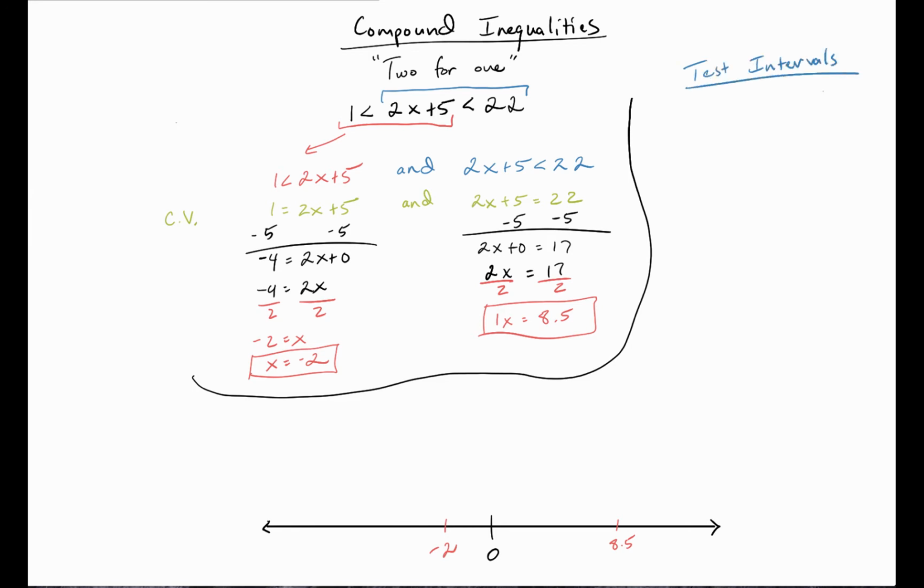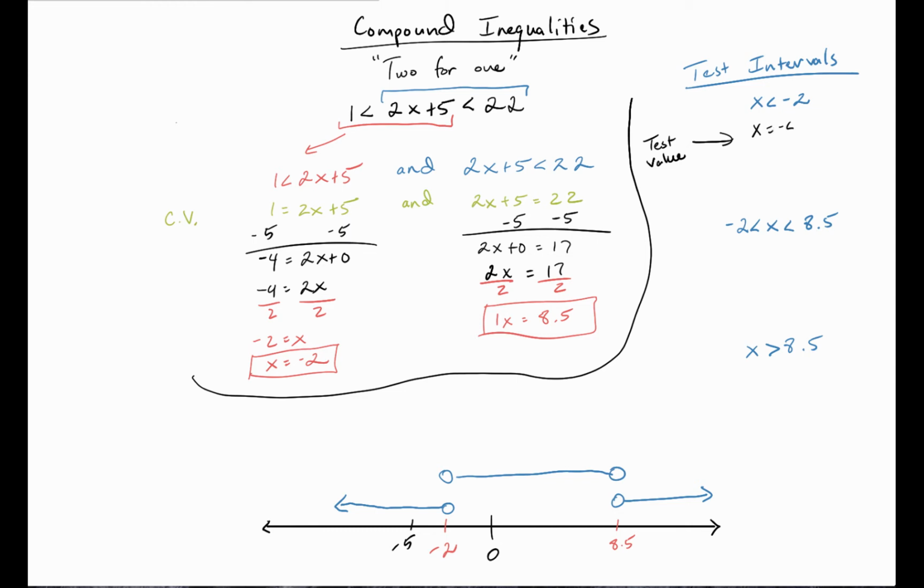So I'm going to plot my two critical values. My test intervals are going to be when x is less than -2, when x is in between -2 and 8.5, so -2 is less than x, which is less than 8.5, and when x is greater than 8.5. For all of these, I just need to pick a test value that is within those ranges. For x less than -2, I can use x equals -5. For the in-between, I can use x equals 0. And for the interval x greater than 8.5, x equals 10 works just fine.